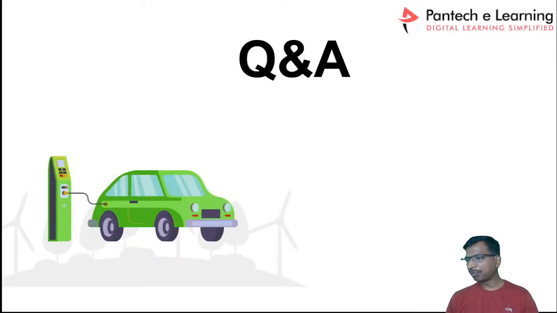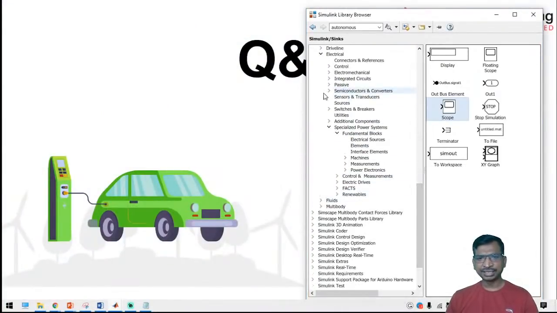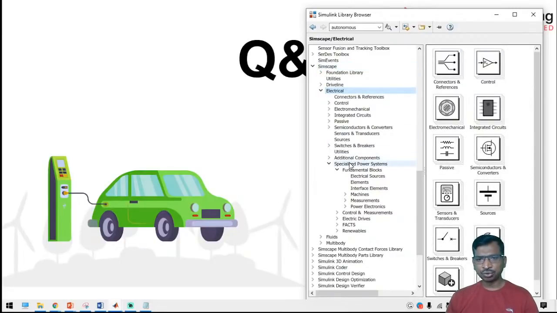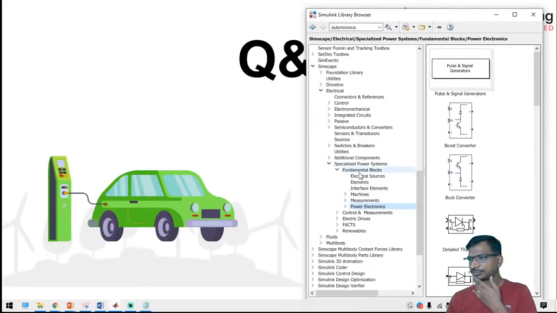How do I add power electronics in MATLAB? You need not add anything. If you install Simulink, these blocks will automatically be available. Go to Simscape, then Electrical, then Specialized Power Systems. Here you can get all the components. Again, you have to choose the application first, and then only you can use the current source or voltage source.